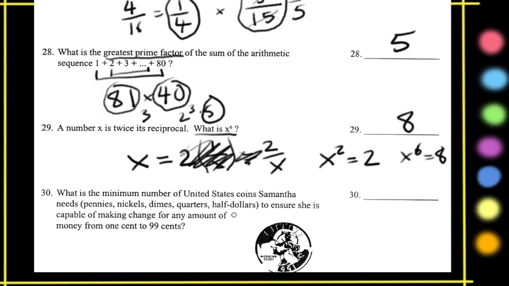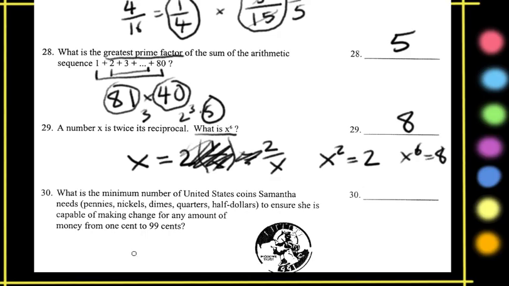All right, this is the last one, the hardest one. It says, what is the minimum number of United States coins Samantha needs, pennies, nickels, dimes, quarters, half dollars, to ensure she is capable of making change for any amount of money from 1 cent to 99 cents? Now this is going to get pretty tricky.